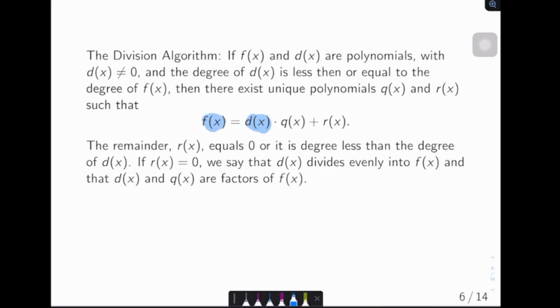The equal to is because we could be multiplying it by a constant, a number, in which case the power of x will not be increasing. The remainder r of x equals 0, or it is degree less than the degree of d of x. Basically, our remainder has to have a lower power than d of x.